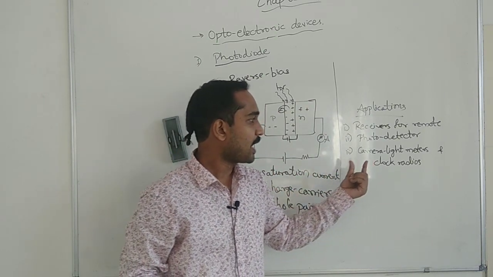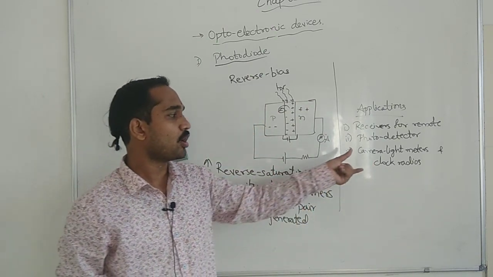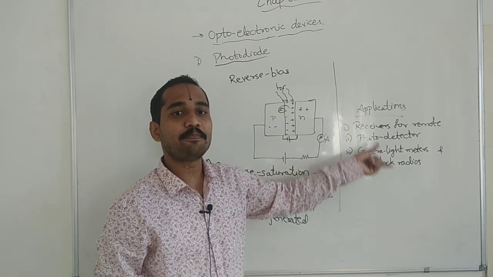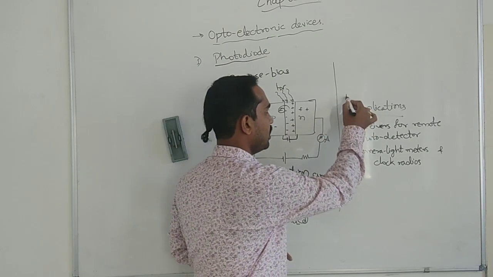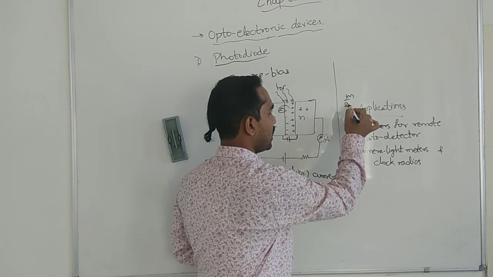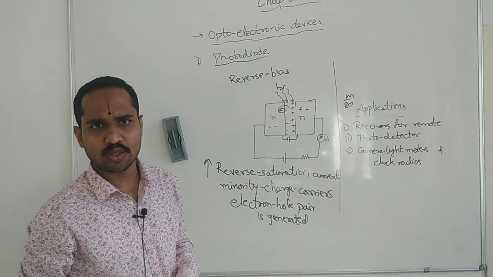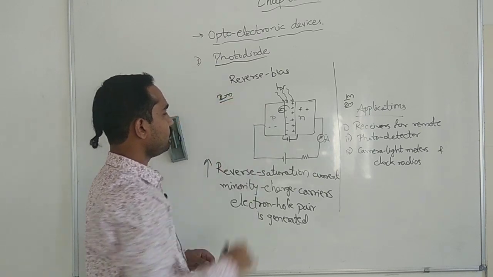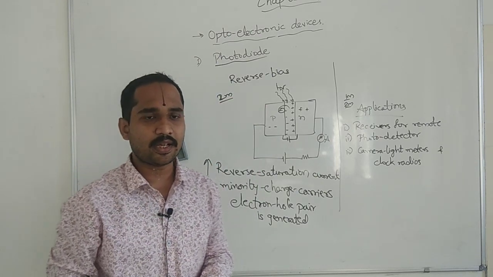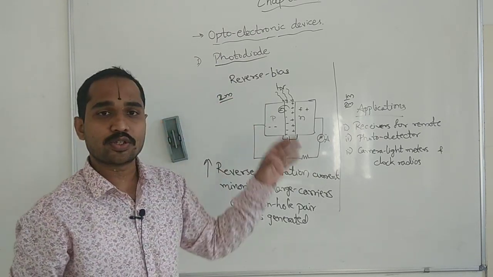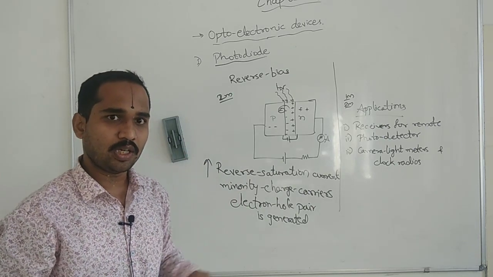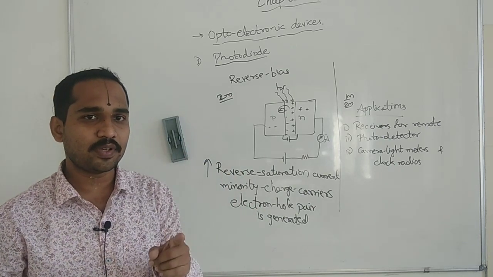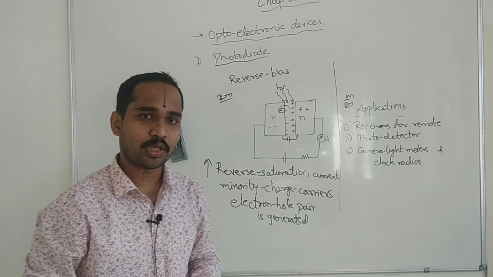And lastly, camera light meters and clock radios. You have to remember the applications of photodiodes. Normally, 1 mark or 2 marks questions are asked. The principle can also be asked for 2 marks. So please take down the diagram and also the applications. Pause the video here, take the applications, and then we will go to the next type of optoelectronic device.